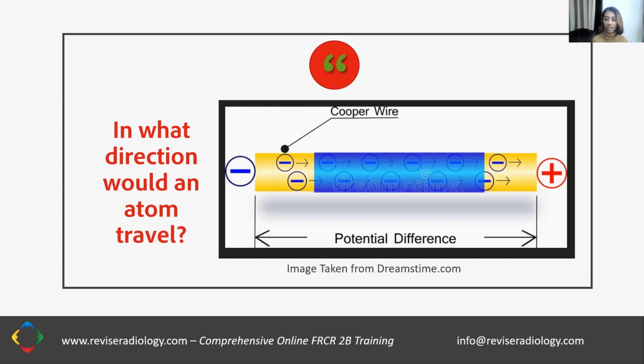charges and electrostatic attraction. So my question to everyone is, what direction would an atom travel if an atom was present in this tube and subject to this potential difference? Could anybody put that in the chat box?